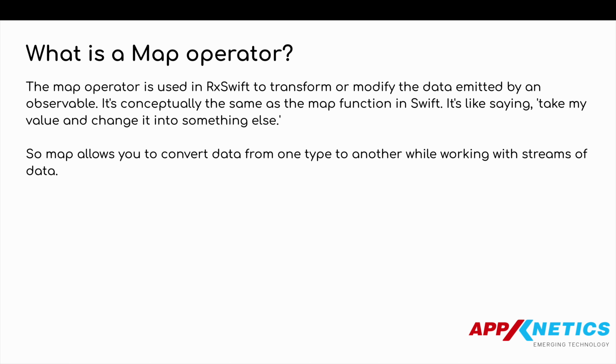The map operator is used in RxSwift to transform or modify the data emitted by the observable. It's conceptually the same as the map function in Swift. It's like saying, take my value and change it into something else. So map allows you to convert the data from one type to another while working with streams of data. Let's see a practical example.